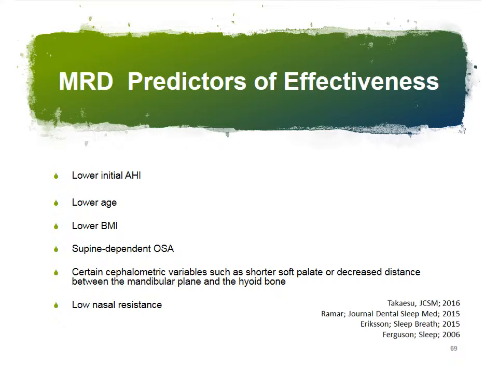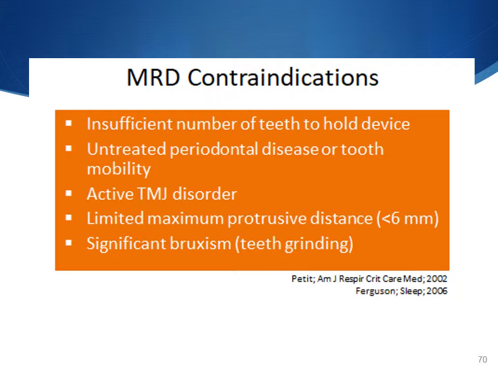Patients who are contraindicated are patients who don't have enough teeth, or who have periodontal disease. The other thing is that one side effect is the development of temporomandibular joint pain. So if they already have that, they're probably not going to tolerate this well. And if they do a lot of grinding, that could be the case, although that may also be a reason to use the oral appliance.